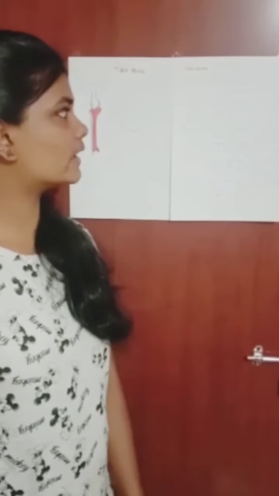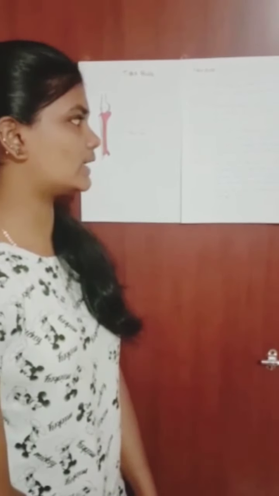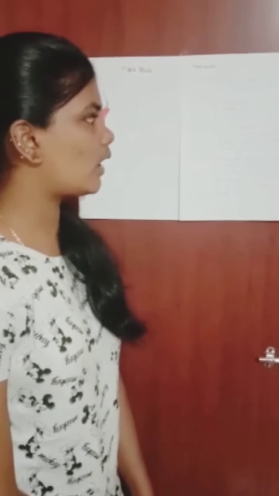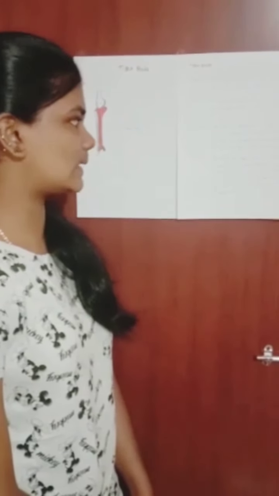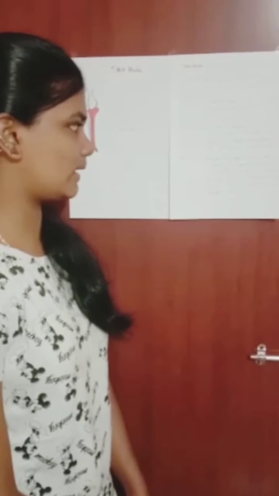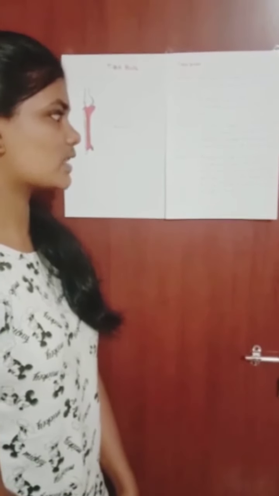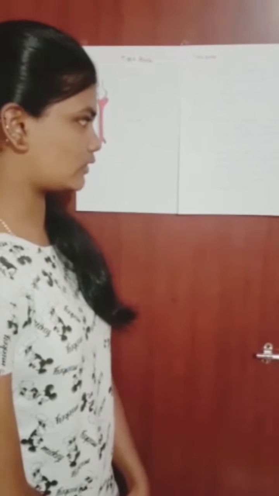Tibia bone is located in the lower leg. The primary function of the tibia is to accept and distribute weight across the knee and to the ankle. The tibia is categorized as a long bone and is composed of a diaphysis and 2 epiphyses. The diaphysis is the midsection of the tibia, also known as the shaft or body.